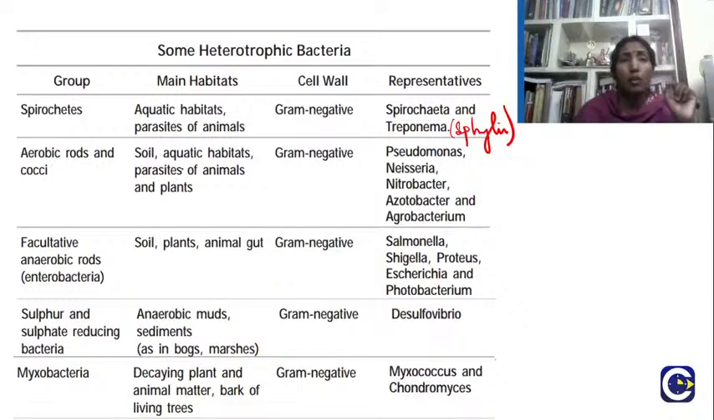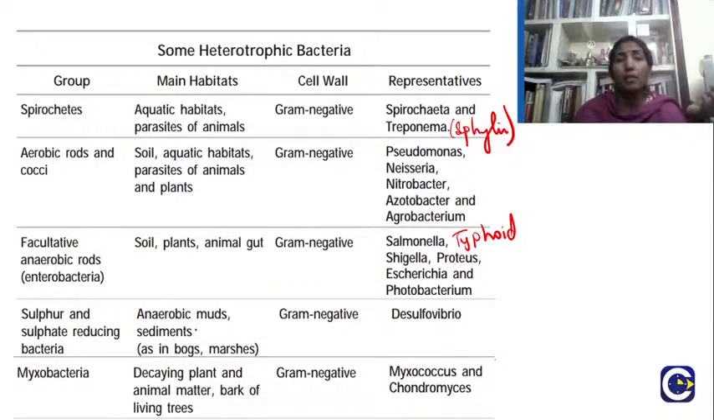Then aerobic rods and cocci, they are aerobic, present in aquatic habitats and soil. They are mostly parasitic on plants and animals, gram negative, like Pseudomonas, Neisseria, Acinetobacter, Azotobacter, Agrobacterium. They are all rod shaped and heterotrophic. Then facultative anaerobic rod-shaped bacteria are present in animal gut, soil and so on, and they are gram negative. Like Salmonella typhi, in the animal gut, because that causes typhoid. Okay, we have Shigella, Proteus, Escherichia, Photobacterium.